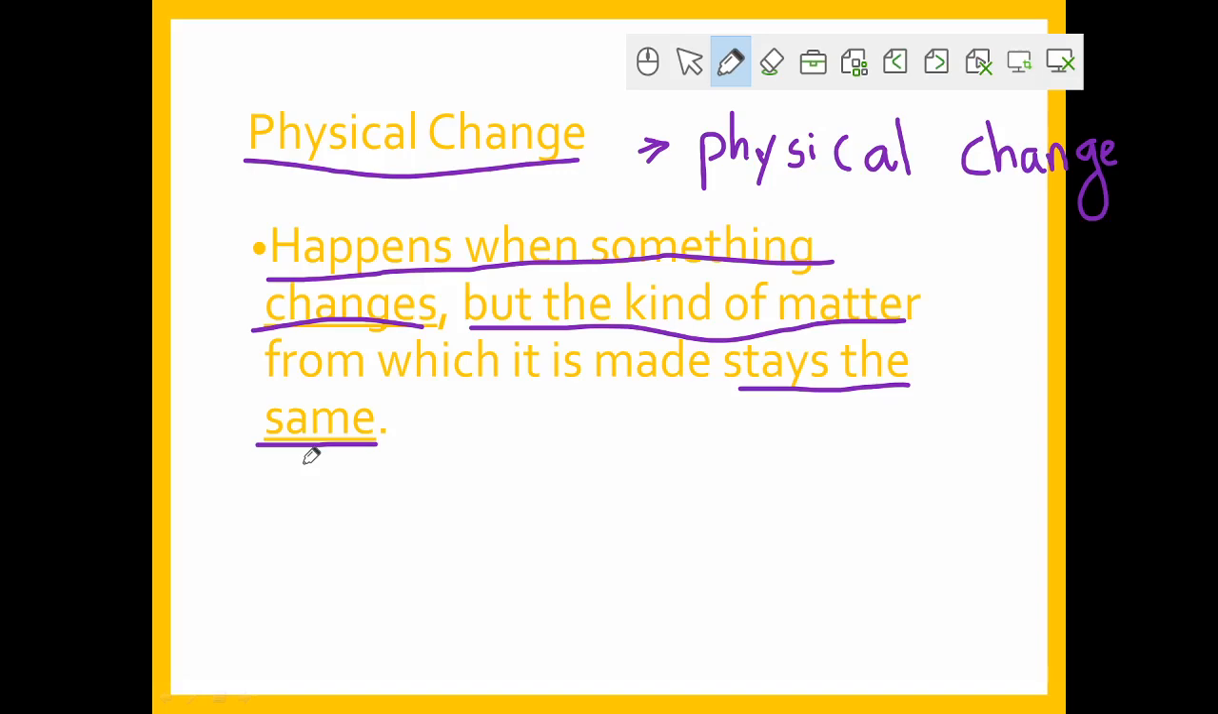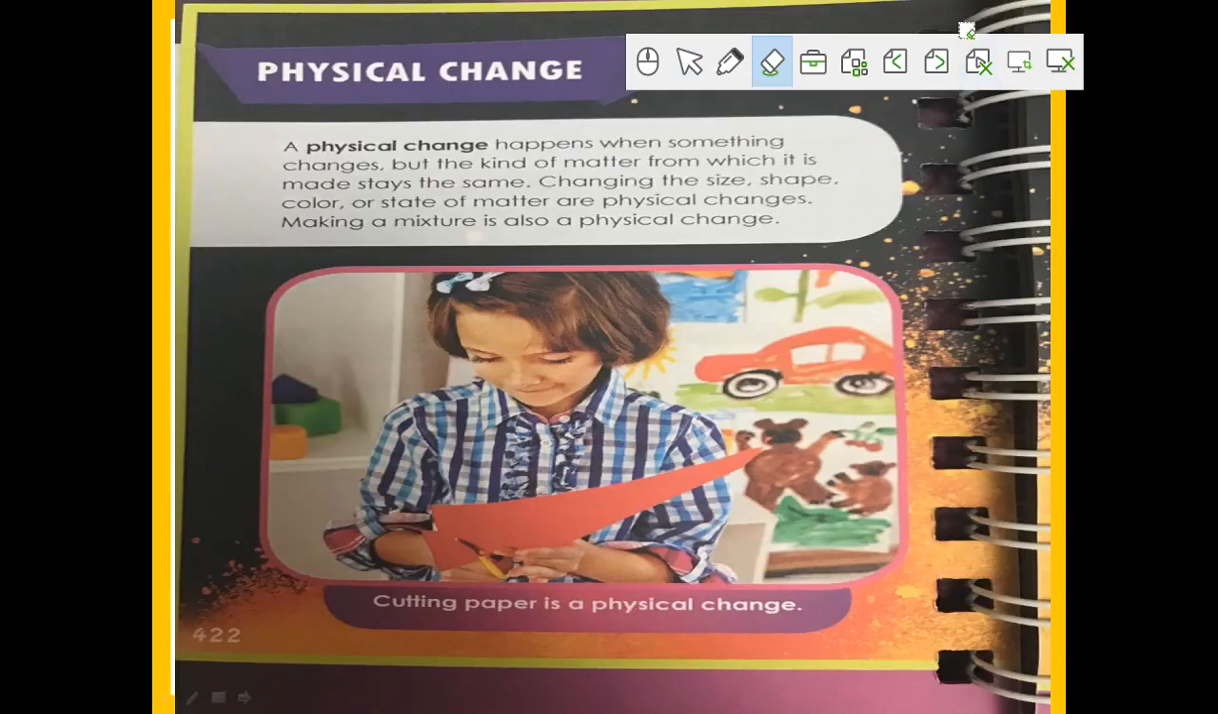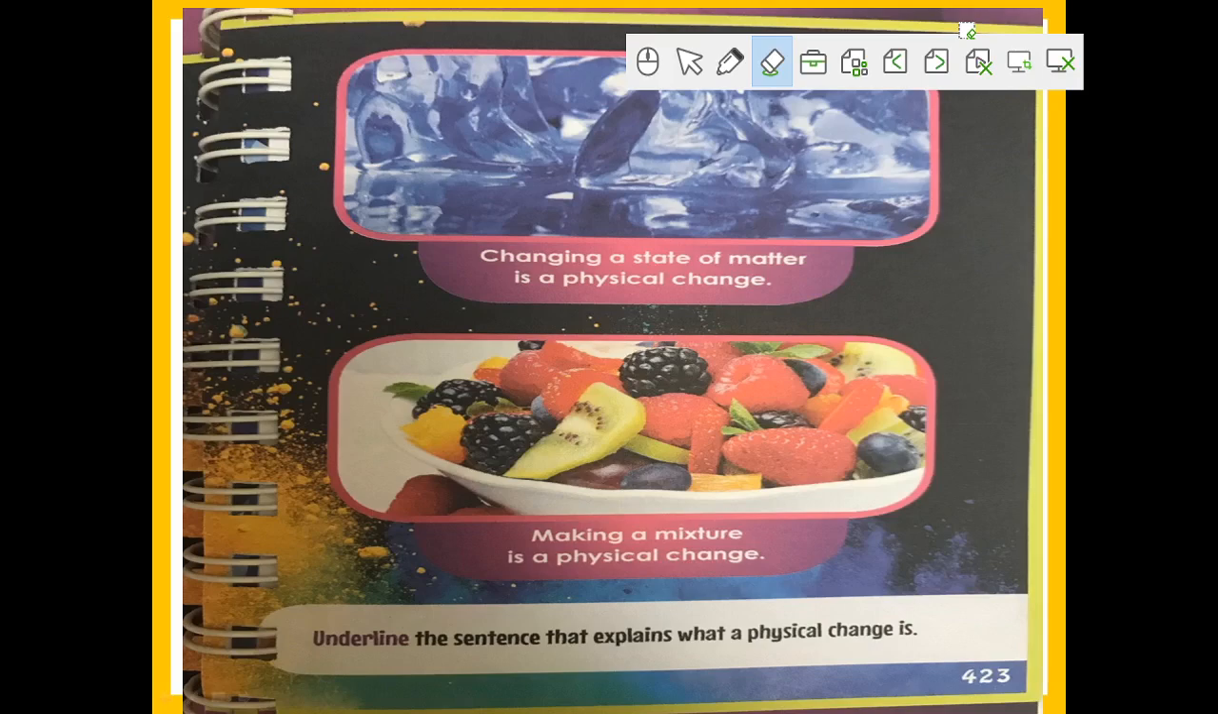Physical change happens when something changes, but the kind of matter stays the same.